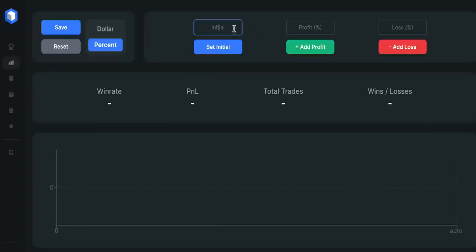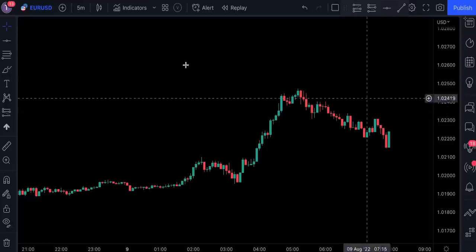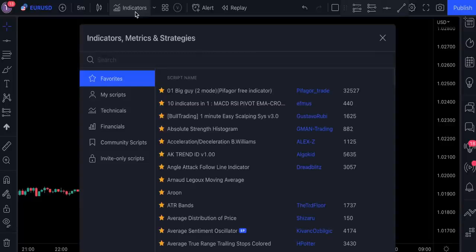For my backtesting, I will set my initial account size at $1,000 with a 1 to 1.5 risk-reward ratio. Alright, we're currently looking at the price of Euro USD on a 5-minute time frame, and this strategy consists of 3 indicators. For the first indicator, let's add Fu Manchu Cipher B plus divergences.